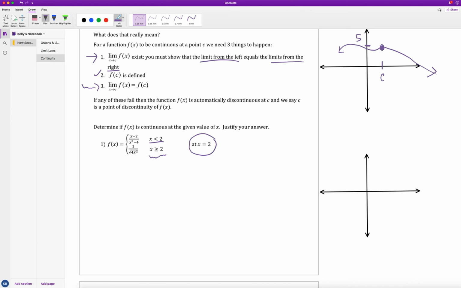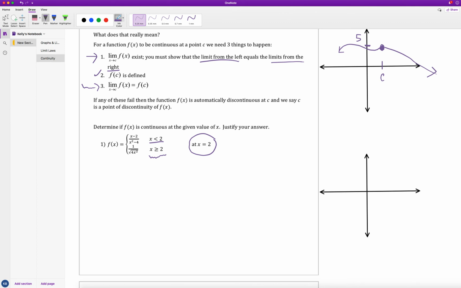So x equals 2 is considered the break point of this piecewise function because it's where it could potentially break from one part of the graph to another. Really the question we're asking is, do these two graphs meet up together and the function value equal there, because then I would have a continuous graph at x equals 2. So the first thing we've got to check is, does the limit even exist? Because if the limit doesn't exist, there's no way for a function to be continuous.